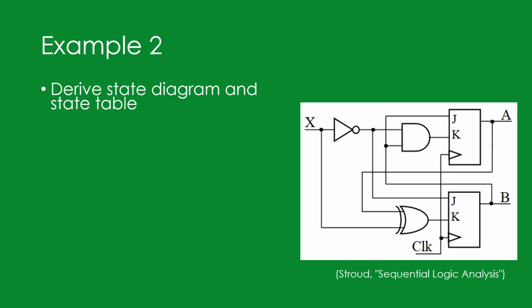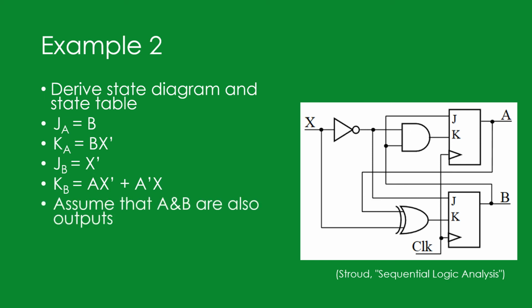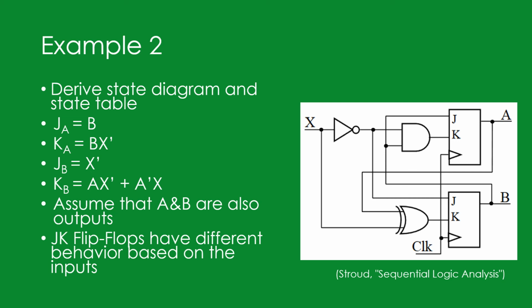Let's do the same type of problem again, but with a different circuit, this time with JK flip-flops. The steps will be the same. We'll start by coming up with the logic equations of the inputs to each flip-flop. We'll also assume that the states will also behave like the output of the system. We do need to know how the JK flip-flop behaves, which we know changes depending on what the inputs are.